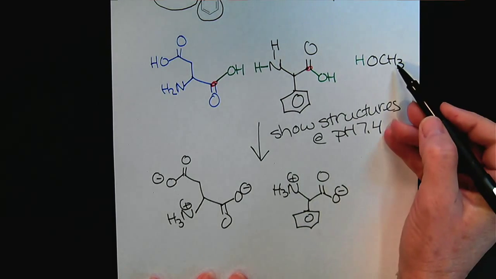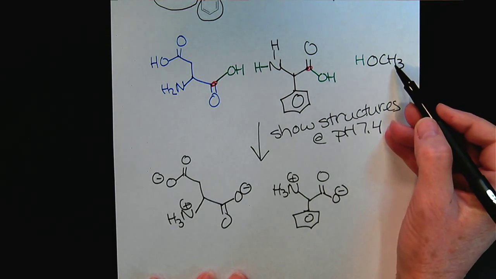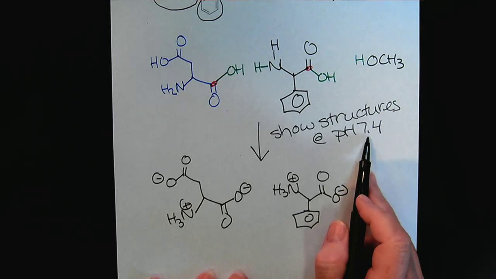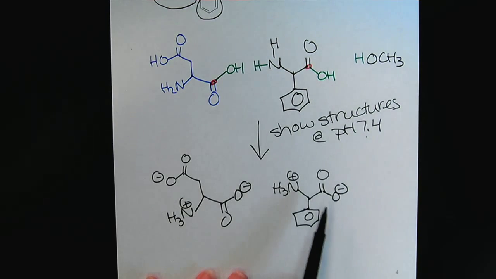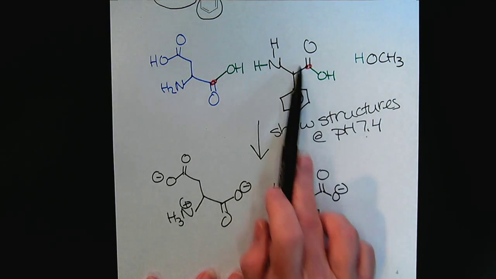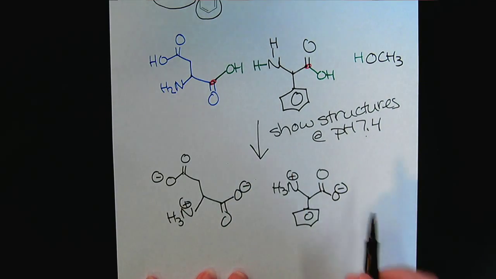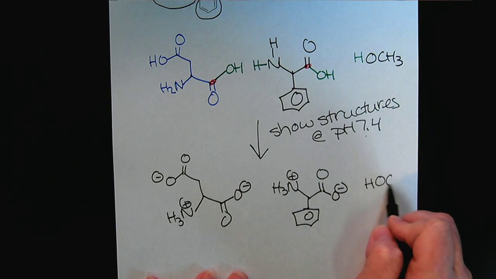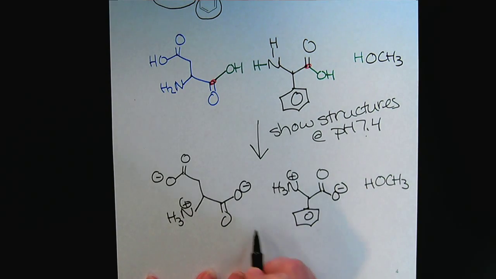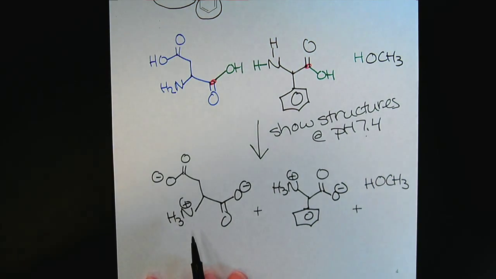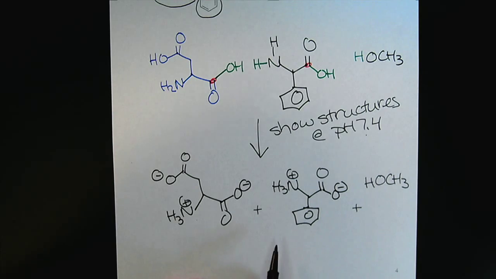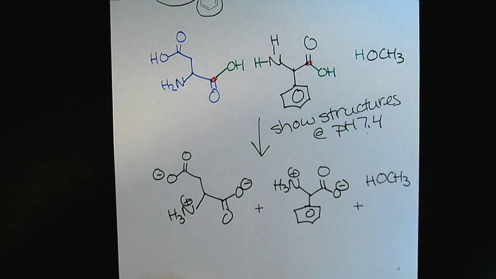And then for our third product, it's an alcohol, right? So at physiological pH, we are only focusing on the changes of acid-base chemistry of the carboxylic acids and the amines. So there's no change to the alcohol at physiological pH. So here would be the correct answer to show the hydrolysis of aspartame at physiological pH.